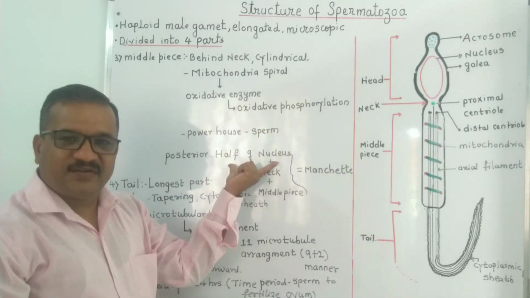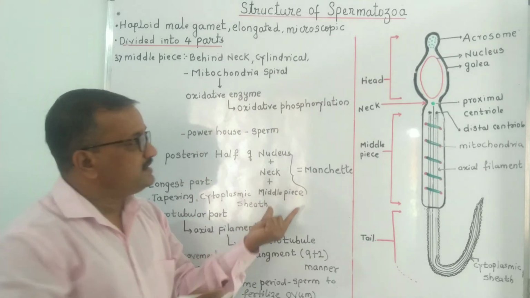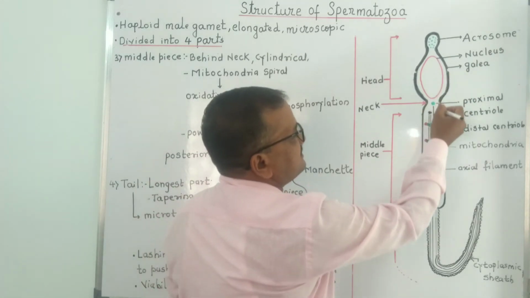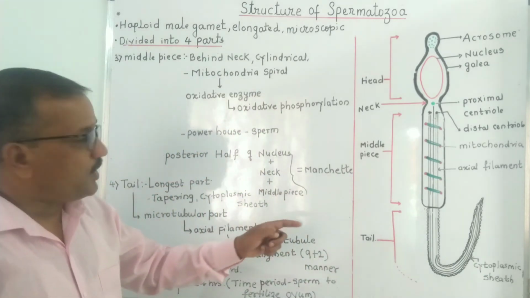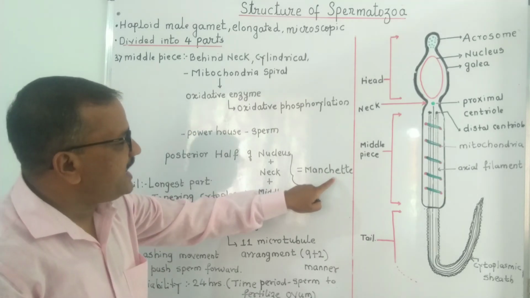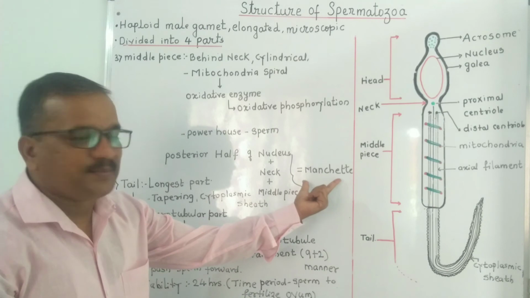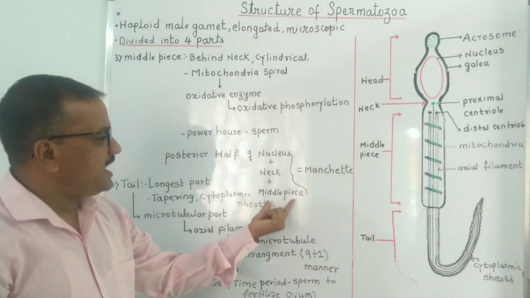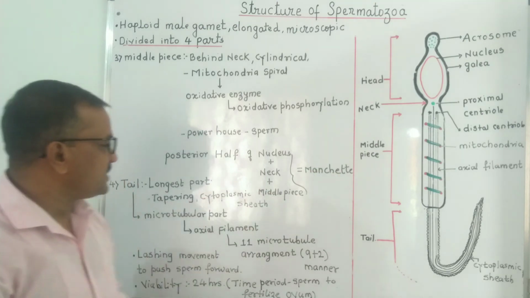The posterior half of the nucleus plus the neck region and middle piece, this is covered by a sheath, and that sheath is called as what? Manchette. So this you have to keep in mind. These three parts are covered by this manchette. This you have to keep in mind.